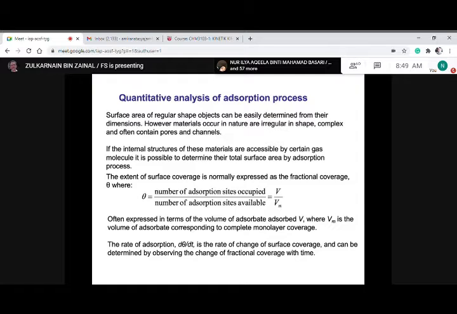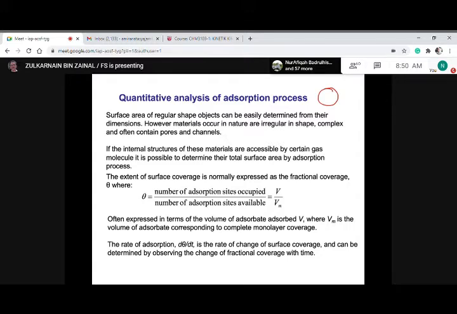All right, so the surface area of a regular shaped object can be easily determined from its dimensions. For example, if your adsorbent is in sphere form, how do you get the surface area of the sphere? There is a formula. I'm not sure, I don't remember. 4 pi r square, something like this. So you get the surface area, not the volume. We're talking about the surface area.